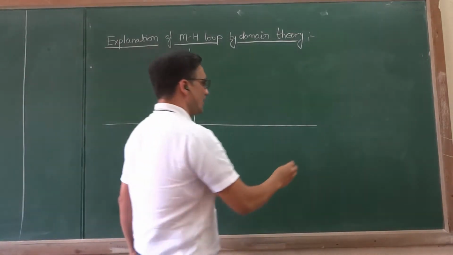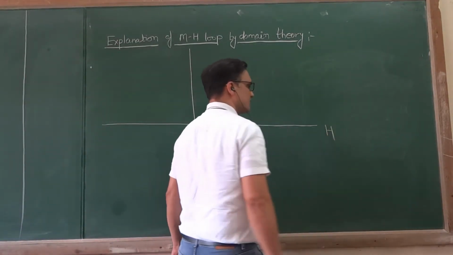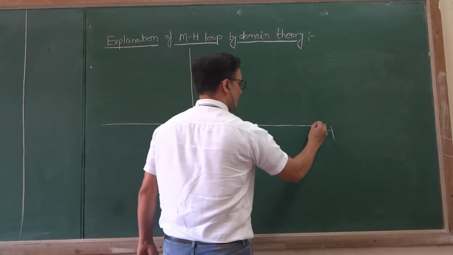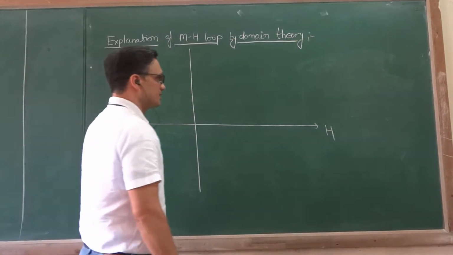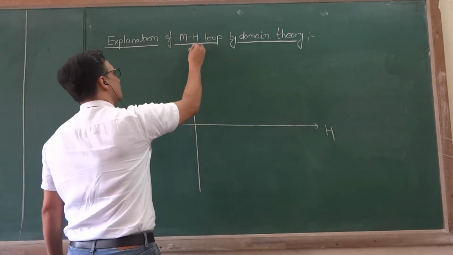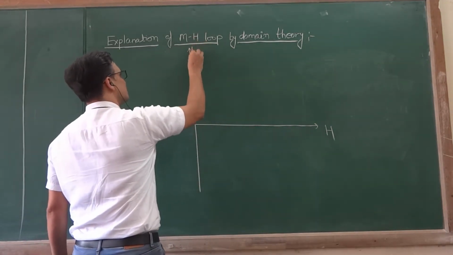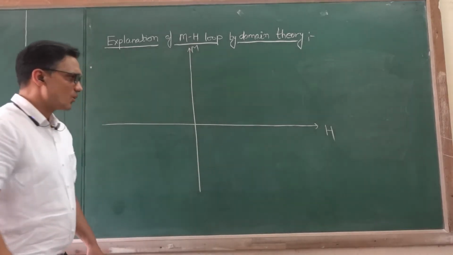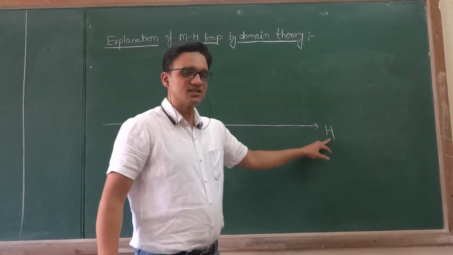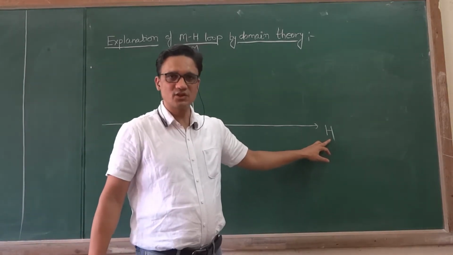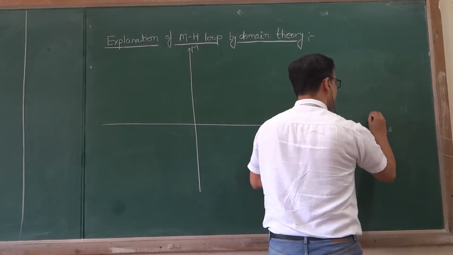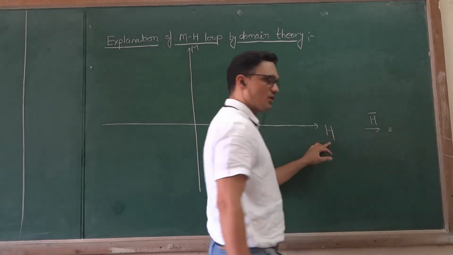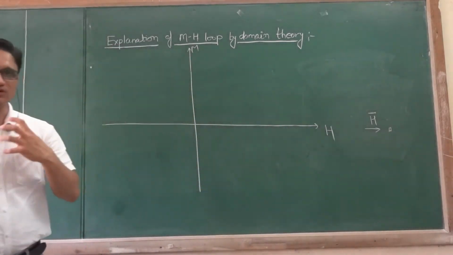So let me take the applied magnetic field along the direction of x, and record the magnetization of the material and plot it along the direction of y. Let's say this is M. When the magnetic field is zero, this H is the magnetic field intensity, this is zero. You have taken this specimen and applied the magnetic field from the outside. So how is it going to respond?